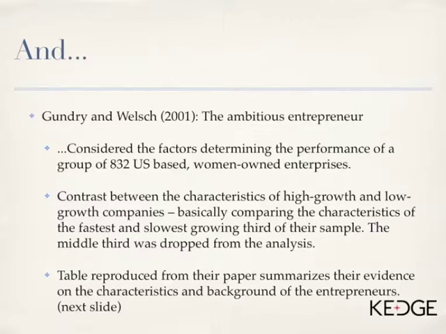Also, Gundry and Welsh in 2001 contextualised their explorations as the ambitious entrepreneur. They consider the factors that determine the performance of a group of 832 US-based, again, women-owned enterprises. They contrasted the characteristics of high-growth and low-growth companies. Basically, they compared the characteristics of the fastest and the slowest-growing third of their sample. The middle third was dropped completely from the analysis. The table reproduced from their paper summarises their evidence on the characteristics and the background of the entrepreneurs, and we can see that here.